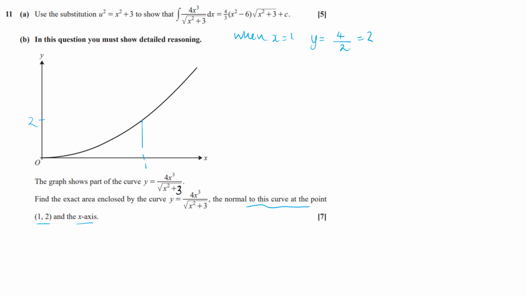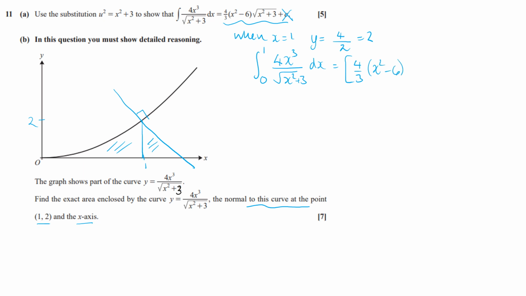So if we integrate between 0 and 1 and find the area of here, it's then asking us for the area that's enclosed between the normal to the curve and the x-axis. So we need to add on this area here as well. So first of all, we'll do the integration. So we need to integrate between 0 and 1 of 4x cubed over our square root of x squared plus 3. And we know that that is this here, but we don't need the plus c because we're now doing definite integration.